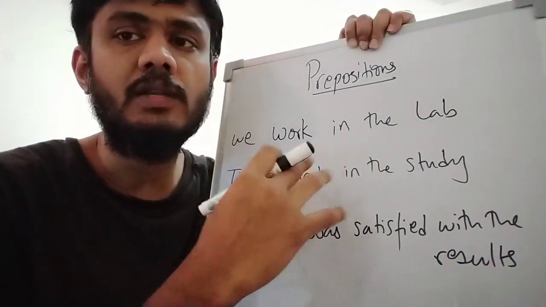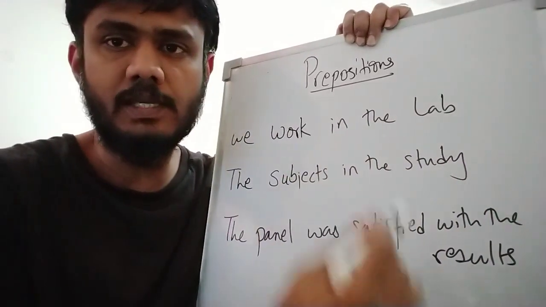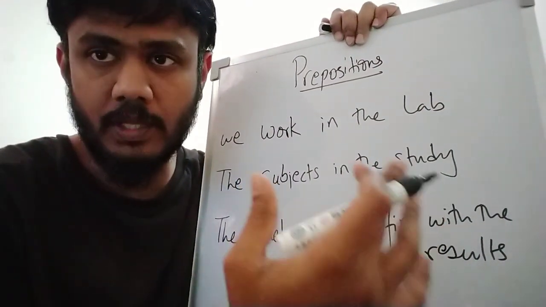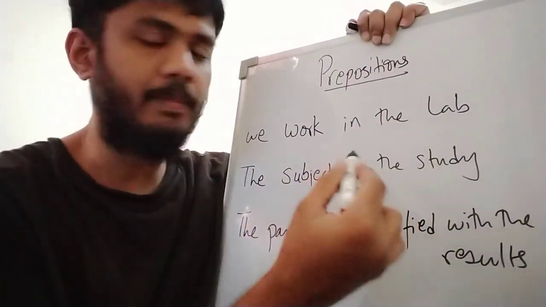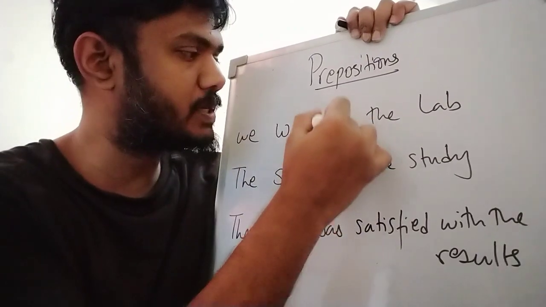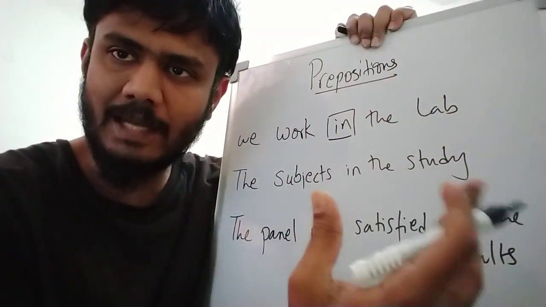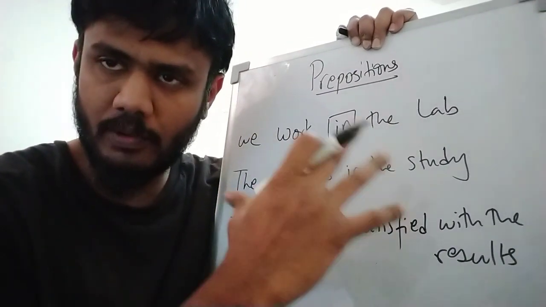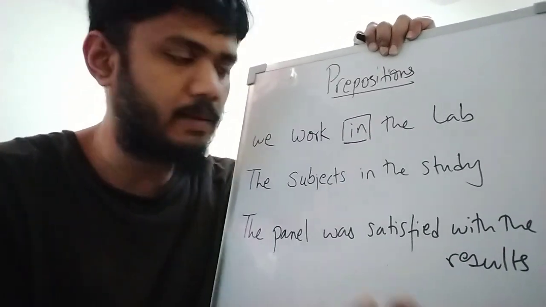But the first thing that I want to talk about is just the understanding of what prepositions are, what they are and what they do. Okay, so we've got three sentences here. So we work in the lab, right? The preposition here is in. So these are the words in, on, at, of. Words like these, since, for, these are called prepositions. We'll understand what they are and how we can define them.